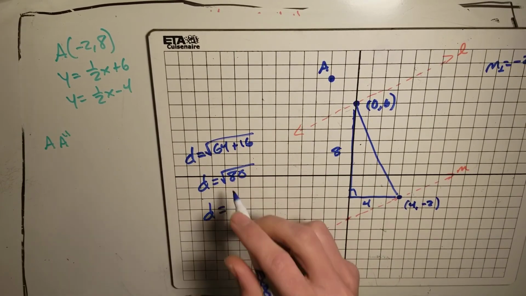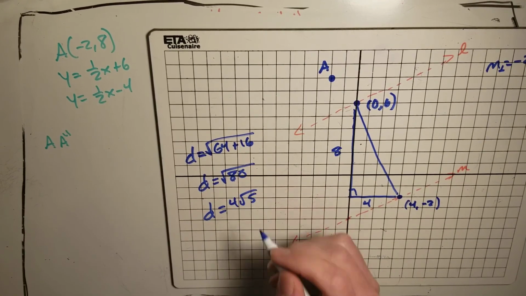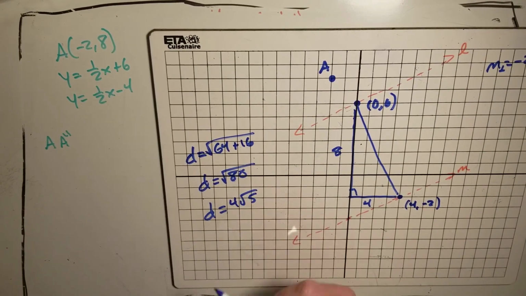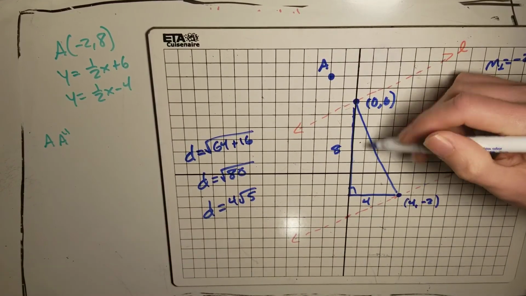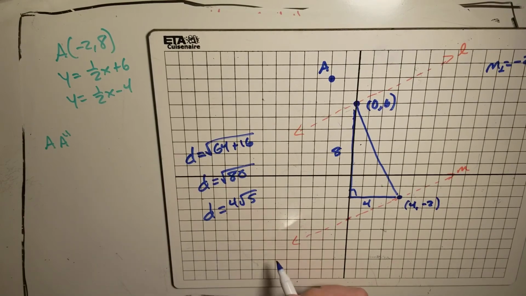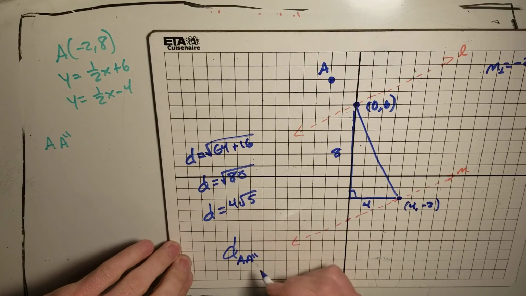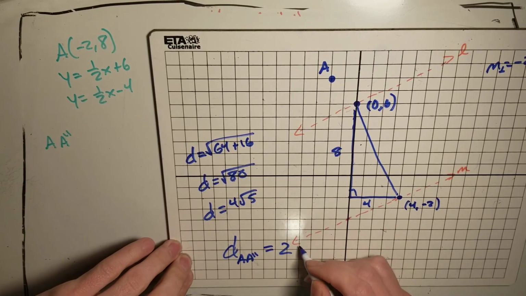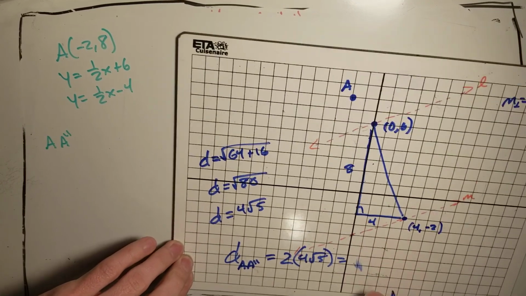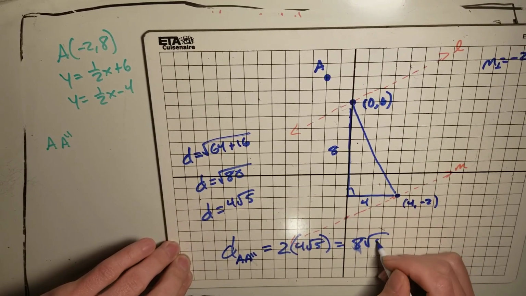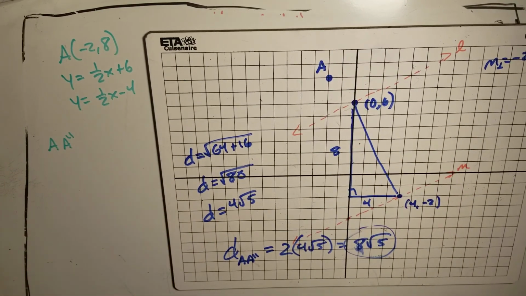So for our distance between the 2 lines, we go ahead and simplify this. We should get 4 radical 5, since 16 times 5 is 80. So the distance between the 2 parallel lines is 4 radical 5, which means the distance from A to A double prime is going to be 2 times 4 radical 5, which is 8 times the square root of 5. So that'll be your distance from A to A double prime.